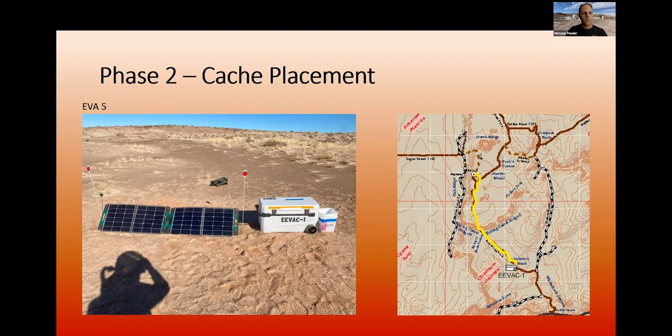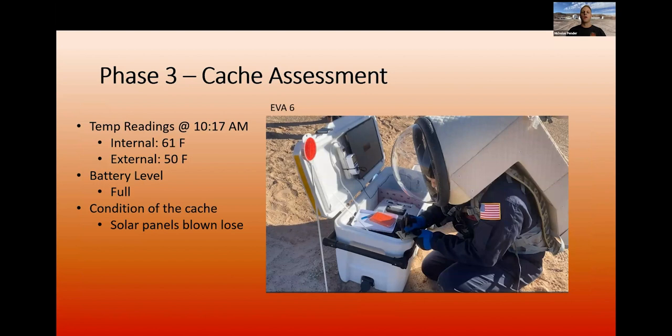Phase three, cache assessment. So again, we needed to be able to trust this thing if we're going to go on a very long, strenuous hike and rely on the supplies to get us through all of that. So we needed to first make sure this thing's been sitting out in the field for a day and come out the following day and start taking measurements to see how it's performing. We found that it was regulating temperature pretty well inside. It kept things at a very comfortable 61 degrees Fahrenheit, while the external temperature around that same time was 50. Battery level was still full at that point. So this gave us some real confidence that this thing could definitely support.